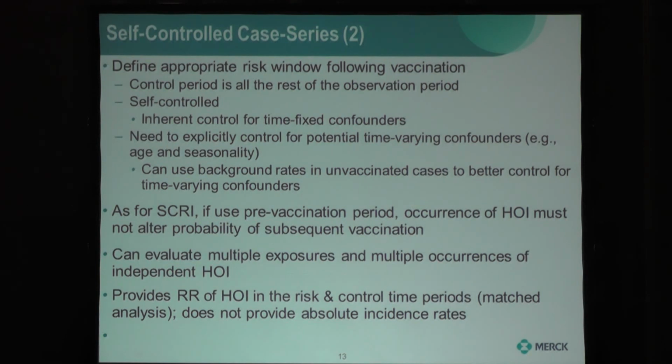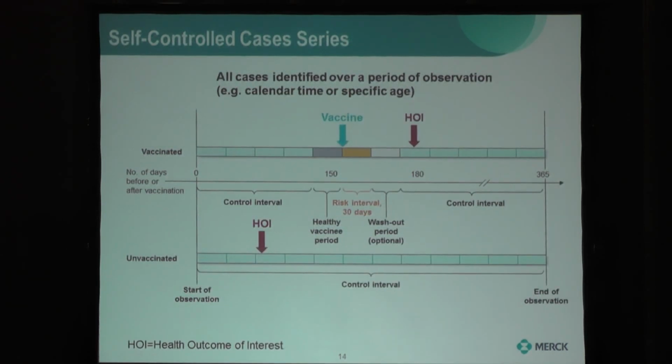Let's see if we can go real fast. Again, you can also evaluate multiple exposures if you want, and multiple occurrences of the event of interest. This is an example of how you can try to adjust for differences in seasonality, for example. You can use the unvaccinated group to look at the background rate of your event among unvaccinated people and use that to match, say, month by month, year of follow-up to adjust for seasonality. If you have an issue with seasonality, for example, for febrile convulsion, that will be more frequent in the winter. So you can use your unvaccinated to help adjust for differences in age or in seasonality.